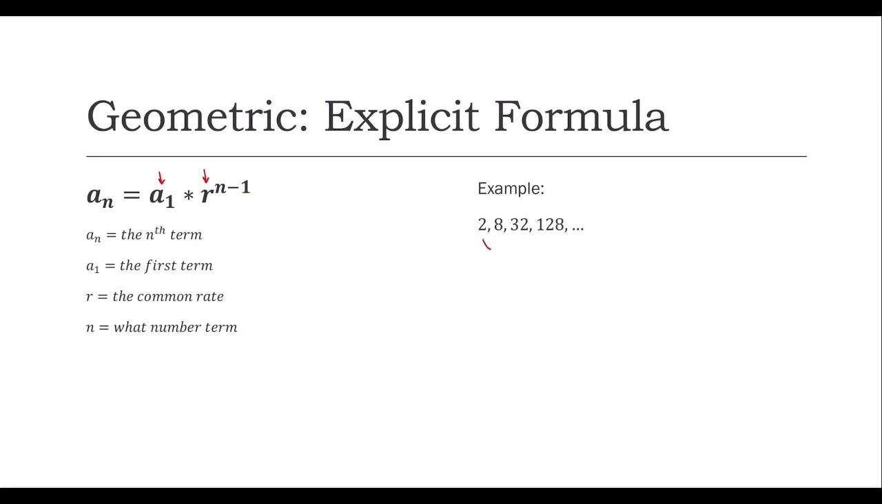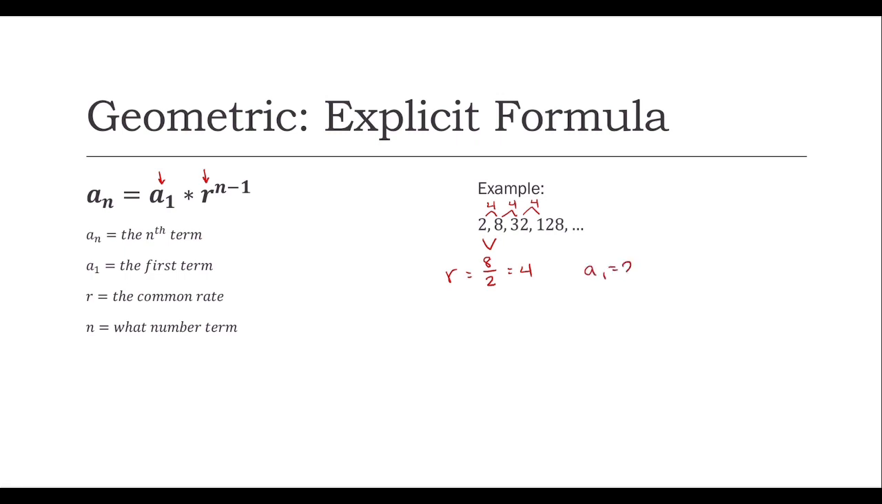In this example, we'll find our rate, so our second term divided by our first term, which is 4. And we want to always make sure that our rate is continuing. So 2 times our rate of 4 gives us 8. 8 times 4 is 32. 32 times 4 is 128. So that's good. We know it is a geometric sequence, and our rate is 4.